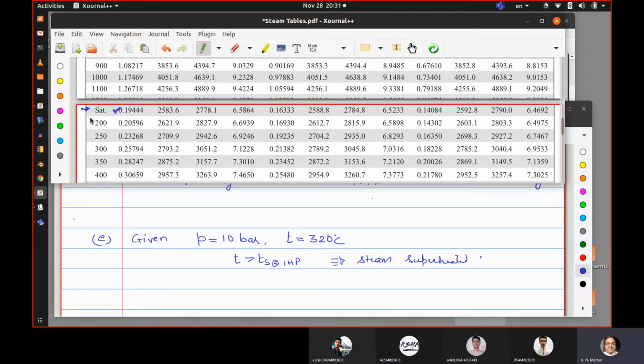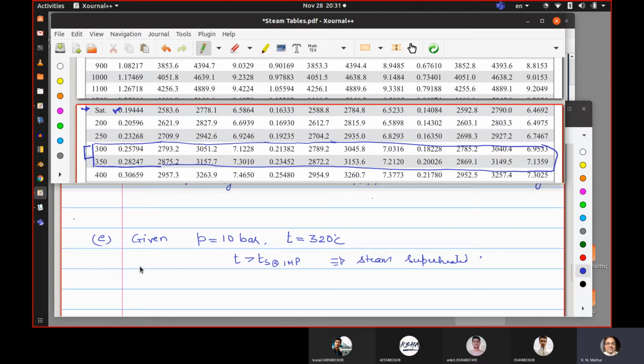Now for superheated steam, as temperature increases, the value changes. And we have been asked to find out values at 320 degrees centigrade. So we need to interpolate between these two values, 300 and 350. 320 is not directly available in the table. So we'll have to write these values and then we'll do the interpolation. Let's do that.